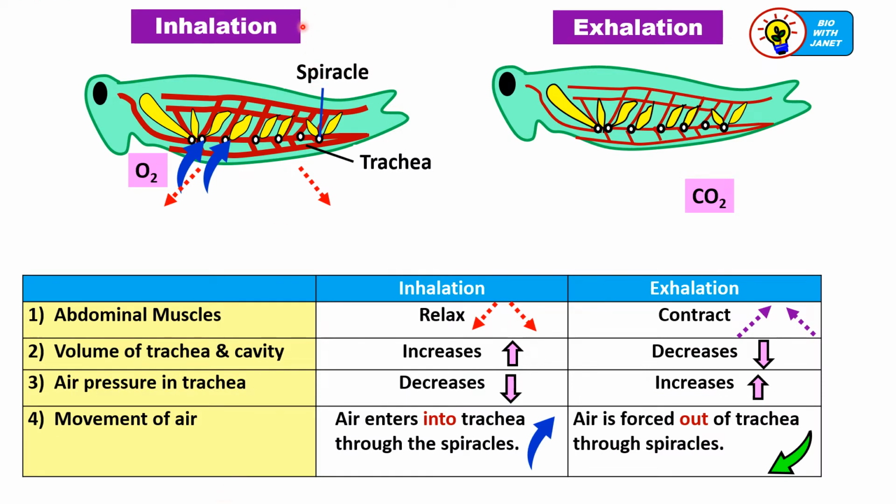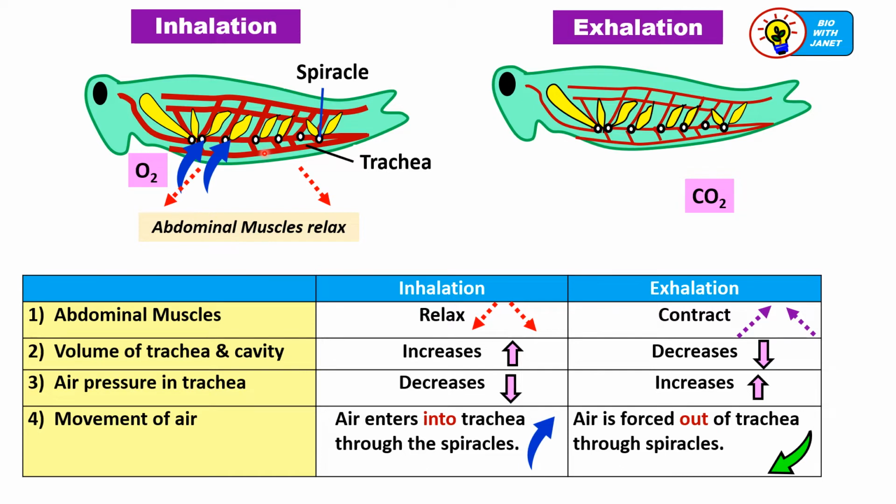So let's find out how the insect carries out the inhalation process and exhalation process. In inhalation, first of all, abdominal muscles in the lower part of the insect will relax. Now, when abdominal muscles relax, they don't press so much on the air tubes, the trachea, inside the body. They don't press so much on any body cavities or on the tracheae.